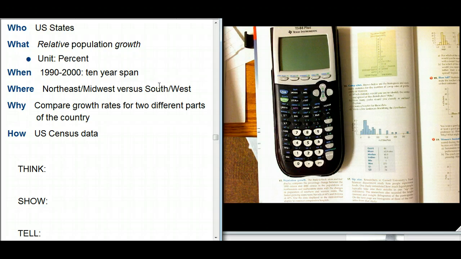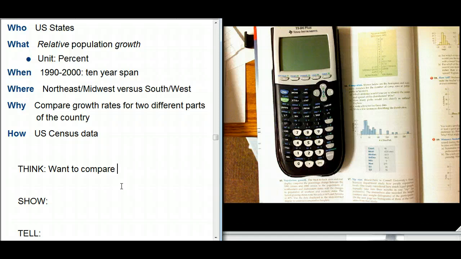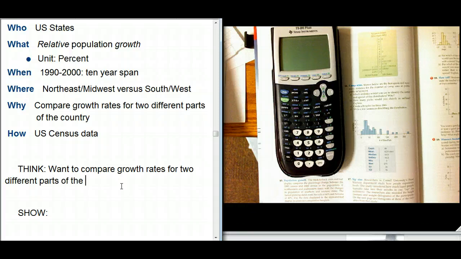So there might be an issue as to how do you decide what the boundaries are. That's something somebody might ask about. The why is we're comparing growth rates for two different parts of the country. We might have some sort of thesis that says one part of the country is growing a lot bigger than the other, and it looks already that that's probably a reasonable thesis. And the how is this is actually from U.S. Census data. Okay. So let's think first before we do anything. We want to compare growth rates for two different parts of the country.